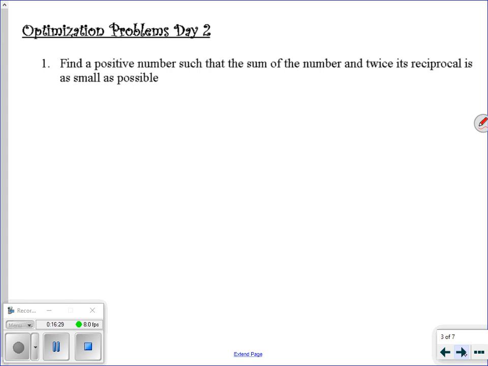Optimization. Okay, so this is starting off with some more types of problems. I love this problem too, and y'all should as well. This is just a little description of a relationship between two numbers. Let's see what we got. Find a positive number. Okay, so that's 0 to infinity, and we don't include the endpoints there, so we don't have to check the endpoints, such that the sum of the number and twice its reciprocal is as small as possible.